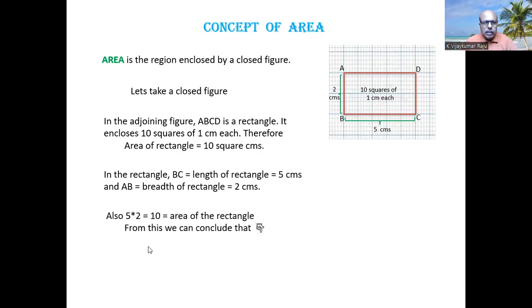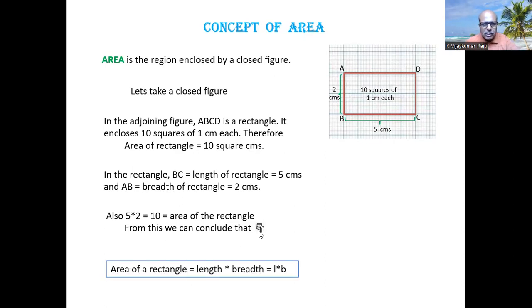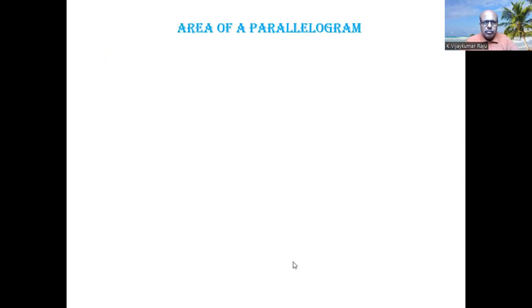Now, if you see, here 5 into 2 is 10. And what is this 10? It is the area of the rectangle. From this we can conclude that the area of a rectangle is length into breadth. That is L into B. Okay. Now, area of a parallelogram.